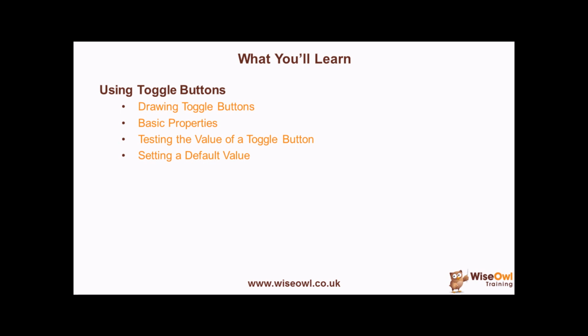So we'll explain how you can draw a toggle button on the form and then how to change some of its basic properties. Explain how to write code that tests the value of a toggle button to perform different actions. And then right towards the end we'll explain how to set the default value of the toggle button when the form first launches. So there's not much to do, but let's get started.